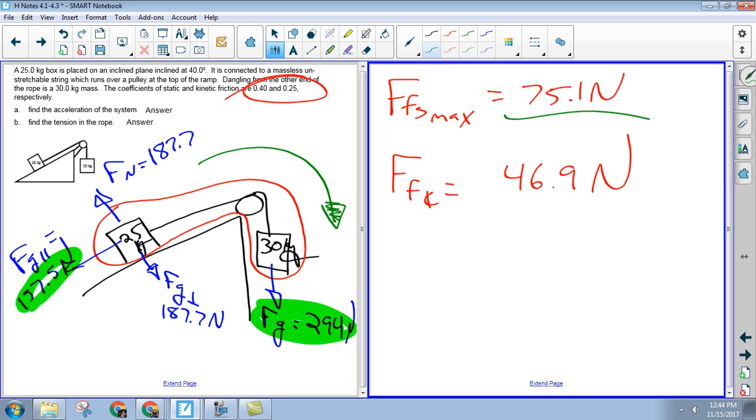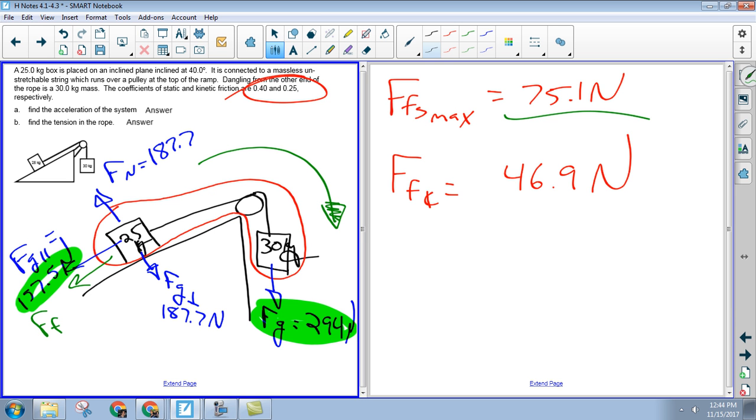So to finish my drawing, what do I put in? Kinetic friction. Follow? Because there is not enough force to prevent the motion. So put in your kinetic friction. It's going to be 46.9. Now, next issue. I haven't put any negatives in.